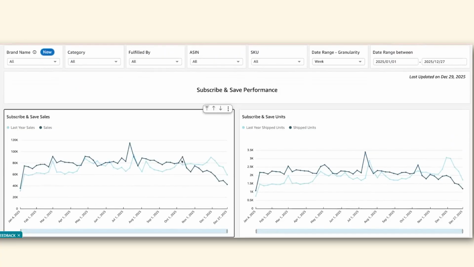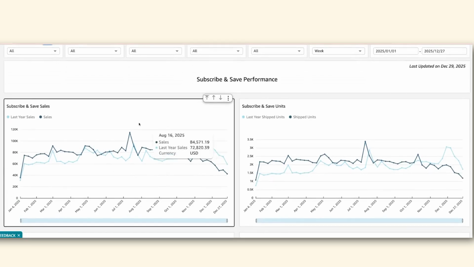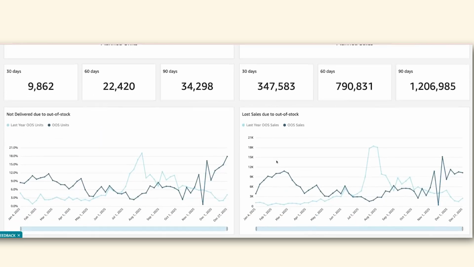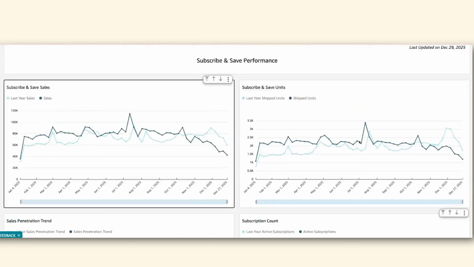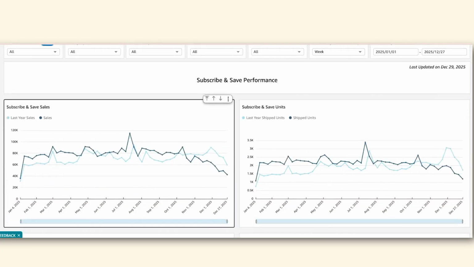It's right over here. I did this on purpose because I wanted to explain the whole scenario, all the parts. You saw over here the effect that it's having on our out of stock, on things that are out of stock and not delivered due to out of stock, and the sales. It definitely had a big effect. But we can see over here, at first glance, it looks like the subscribe and save sales are down from last year.